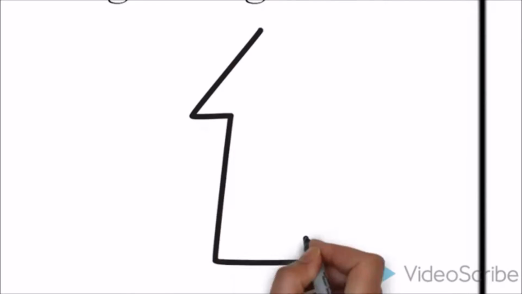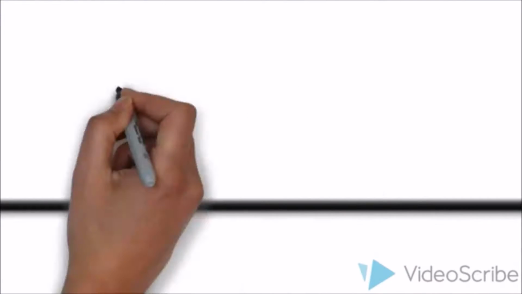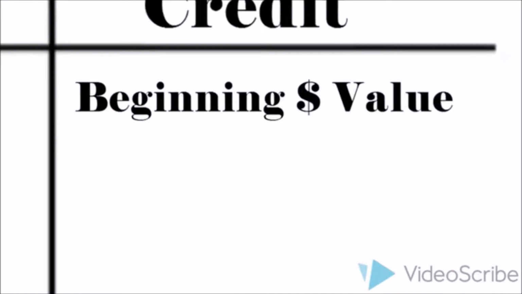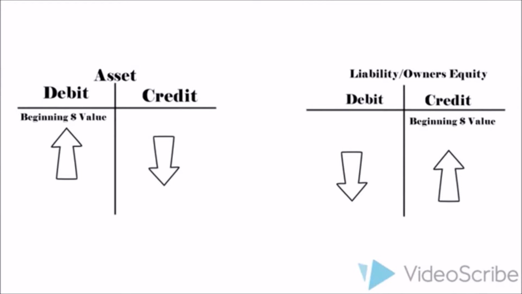The beginning value of an asset account is debited on the left, whereas the beginning value of a liability account and owner's equity is credited on the right. When recording transactions, an increase to owner's equity and liability is a credit and a decrease to owner's equity and liability is a debit. On the other hand, an increase to an asset account is a debit and a decrease is a credit.